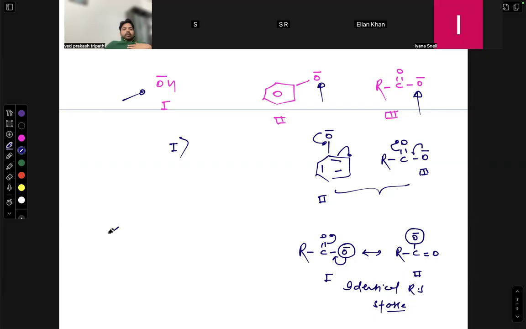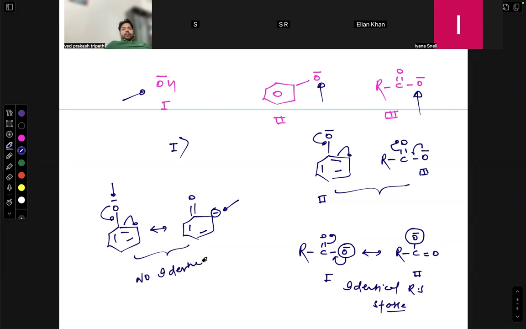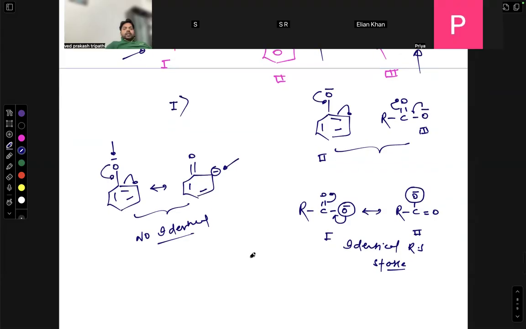But if you look at this phenoxide ion, and if you are going to draw the resonance structure, you can see here negative on carbon, here negative on oxygen. And this is not identical. Whenever there is a comparison between identical and non-identical resonance structures, identical always dominates. Identical always dominates. So identical has good resonance.